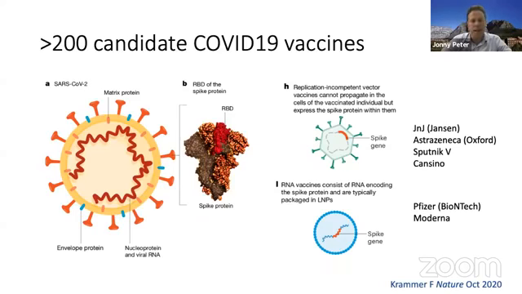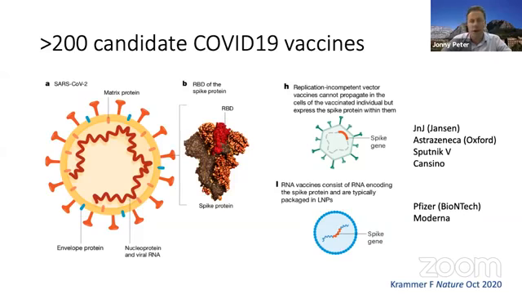There are different platforms. Almost every kind of platform for vaccination is being employed in the strategy to develop successful COVID vaccines. And the two kinds that are most relevant to us in South Africa at the moment are these two. The first is what we call replication incompetent vector vaccines, and this is the adenovirus vectors that we're going to talk about today.